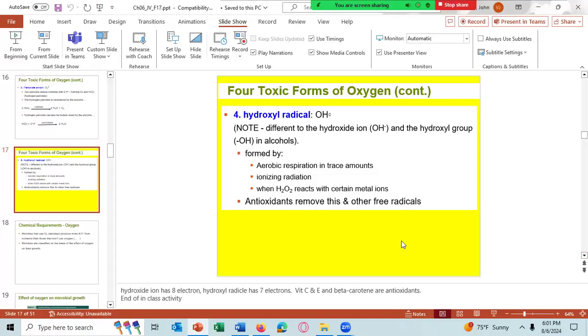Facultative anaerobes will only grow in the absence of oxygen because oxygen, particularly one of the 4 toxic forms of oxygen, will kill that cell. And the anaerobe, which is what am I trying to say here? A facultative anaerobe does not have the enzymes to remove the toxic forms of oxygen. So those cells must grow in an oxygen depleted environment.